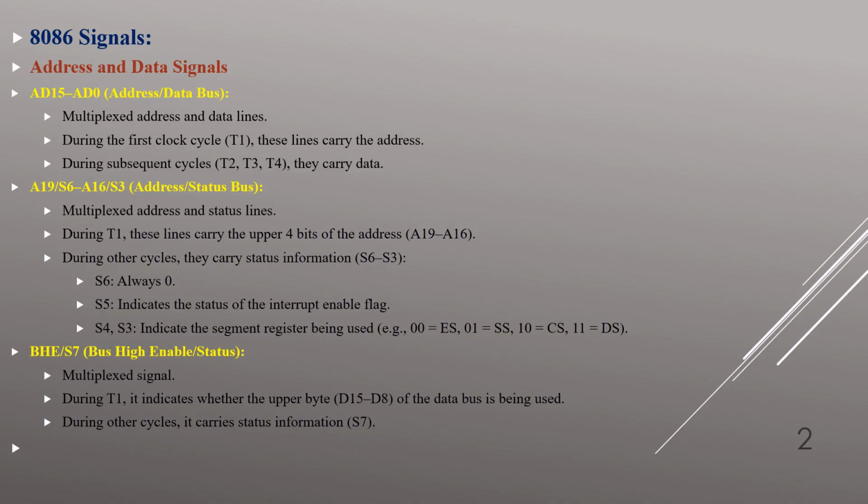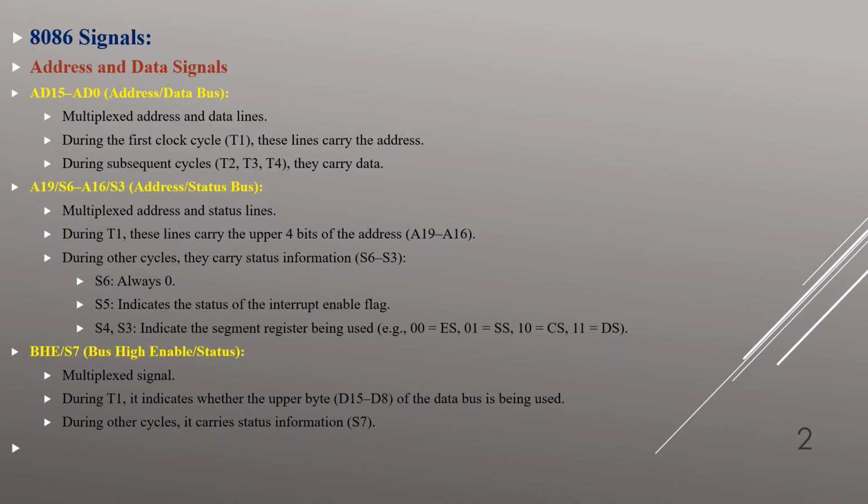Now shift to the address status bus. The address status bus runs from A19 to A6. This bus consists of multiplexed lines that serve both address and status functions. What is the function? During T1, the upper 4 bits of the address are transmitted. During other cycles, these lines carry status information.